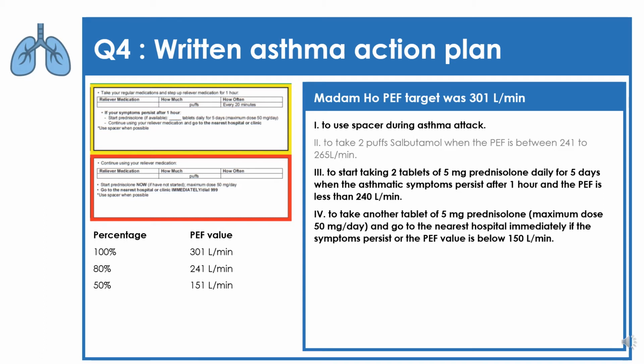And in addition, she needs to take another tablet of 5 mg prednisone, where the maximum dose is 50 mg per day, and go to the nearest hospital immediately if the symptoms persist or the PEF value is below 150 liters per minute.